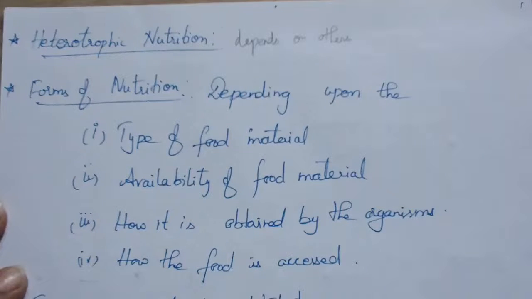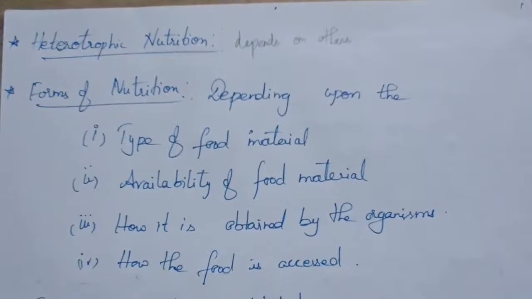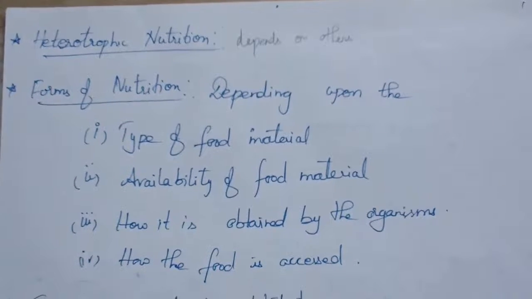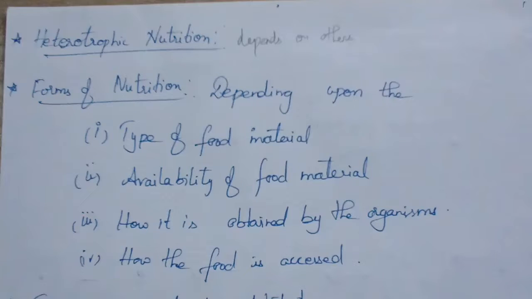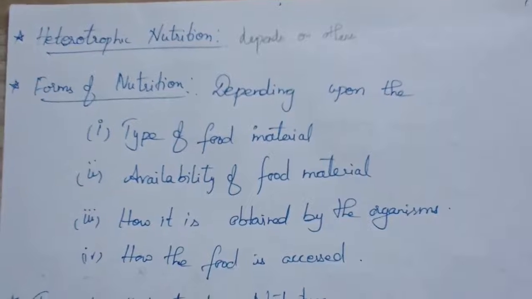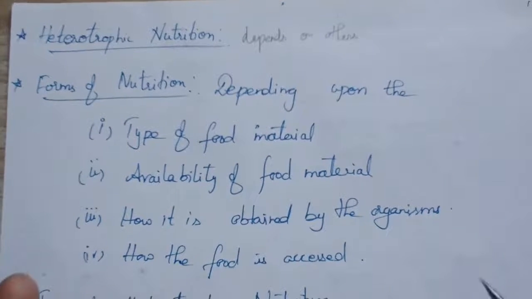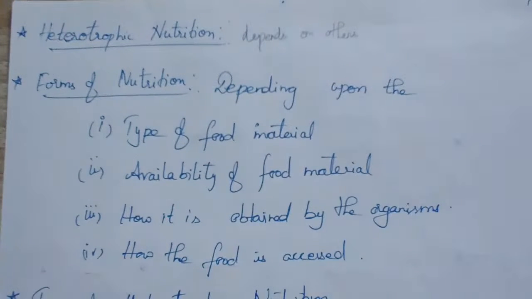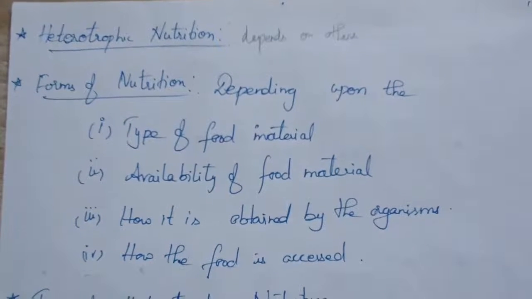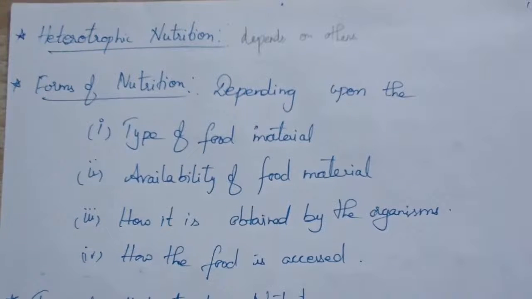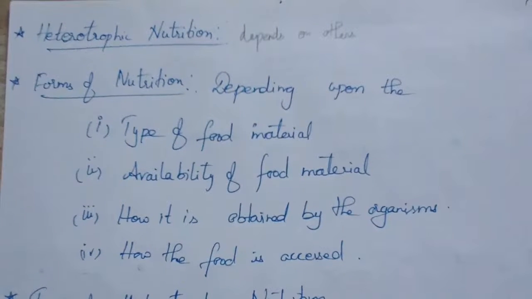Based on the type of food material, its availability, how it is consumed and how the organism accesses the food, there are different forms of nutrition. The intake of food depends on all these criteria, such as whether the food is stationary or mobile. For example, grass or a plant is stationary, so the cow will graze and eat the grass.